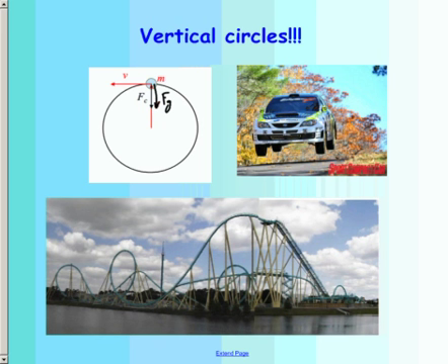Again, pictures of some situations where we'll see this. So this one gets kind of fun. We get to have things fly off of circles. We get to do loop-de-loops, all kind of fun stuff. So, all right, here we go.